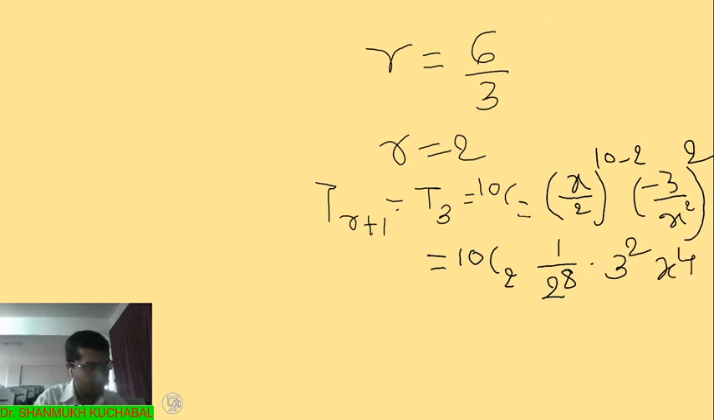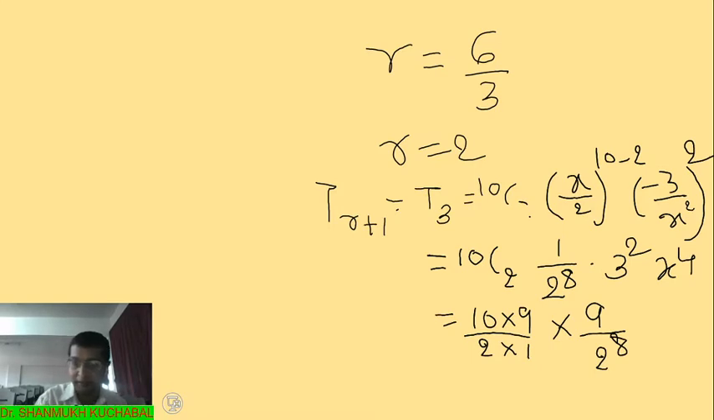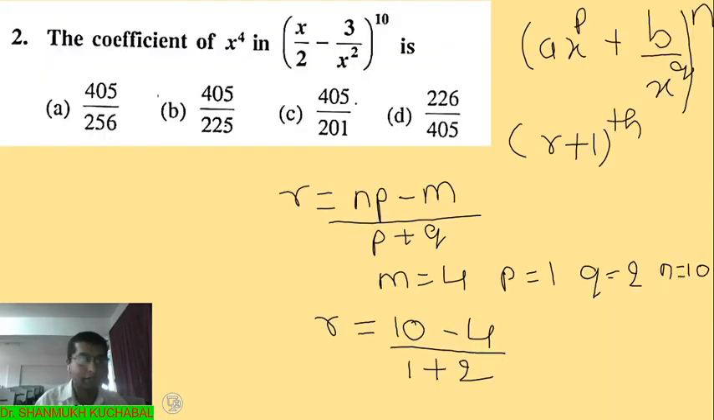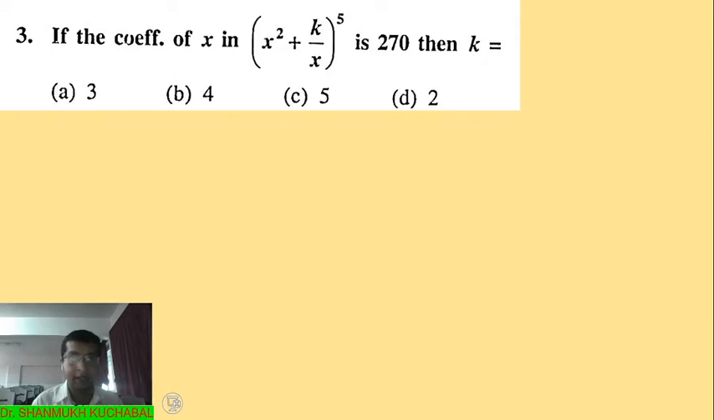The value of 10C2 is 10 into 9 divided by 2 factorial, that is 2 into 1, multiplied by 3 square, 9, divided by 2 raised to 8. So if you simplify this, we are going to get 405 divided by 256 as the answer. That is, option A is the right answer. Next example, example number 3.